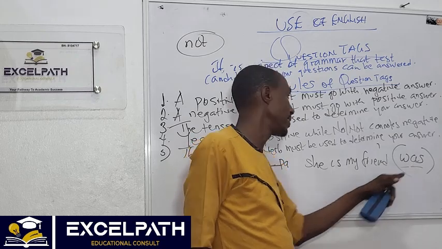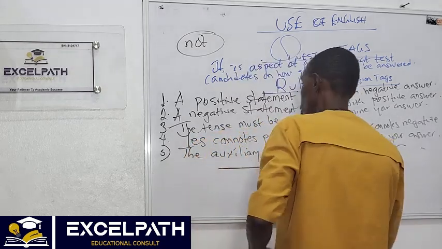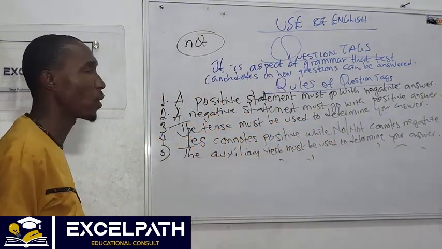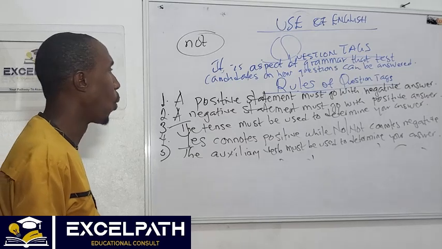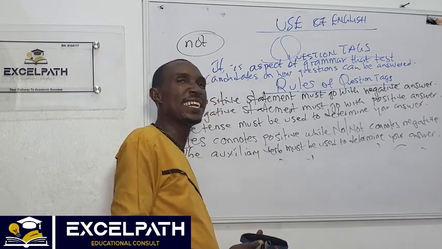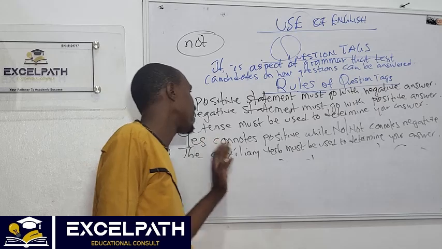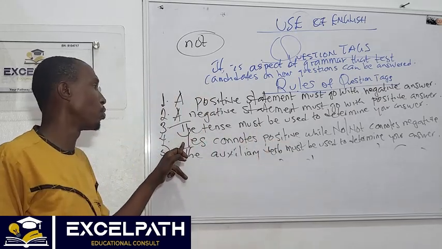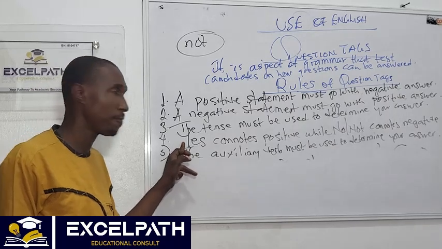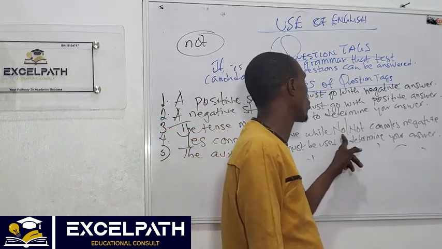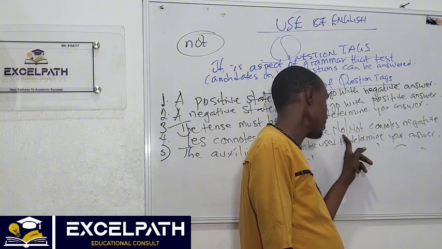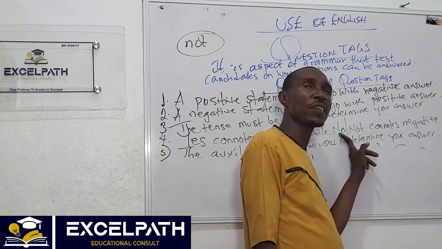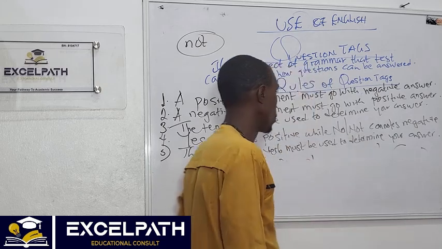Then number four, I said yes connotes what? Positive. While no or not connotes what? Negative. So if the statement you want to make is a positive statement, then you know you have to make use of what? Yes. But if the statement you want to make is a negative statement, then your answer must have what? No or not.